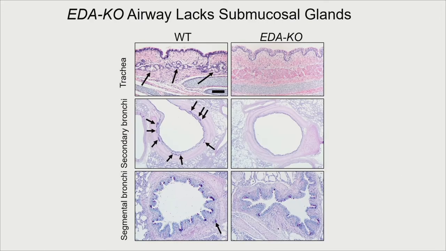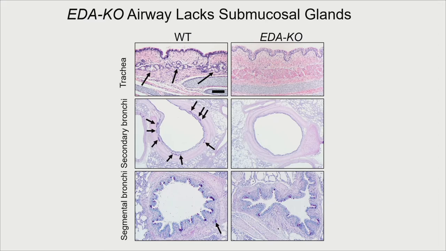So the EDA airway actually did lack submucosal glands. I show you on the left images of wild-type conducting airway, where in the trachea, underneath the surface epithelium, you can see multiple submucosal glands here with the black arrows. In the secondary bronchus, again, multiple submucosal glands, and that extends down as well to submucosal glands in the segmental bronchus. In contrast, if you do the same sections in an EDA knockout pig, there are no submucosal glands from the trachea down to the segmental bronchus.